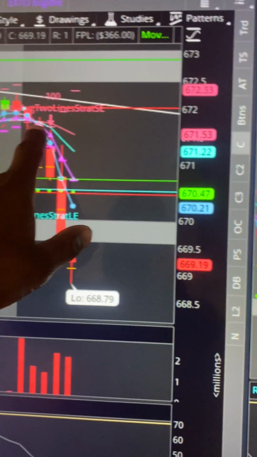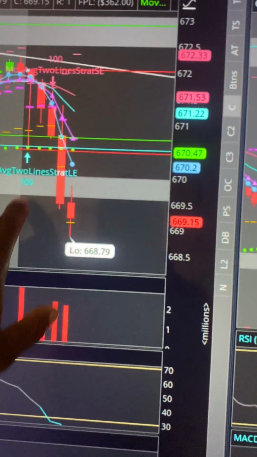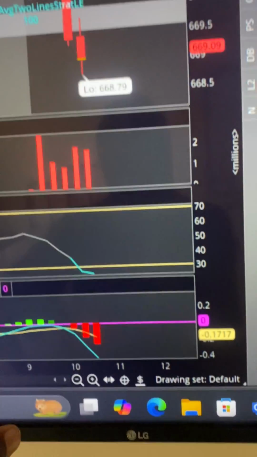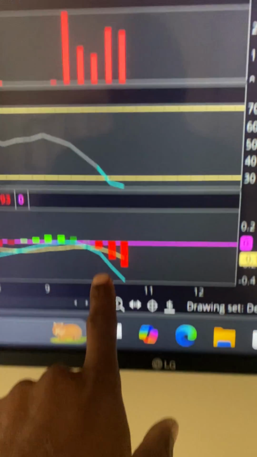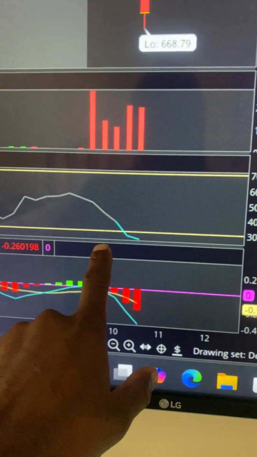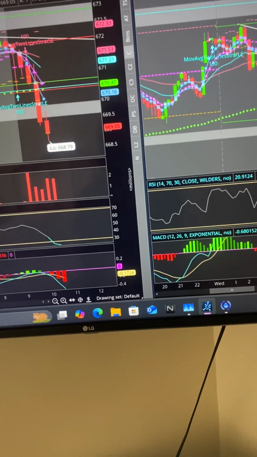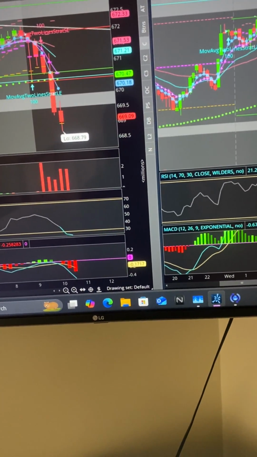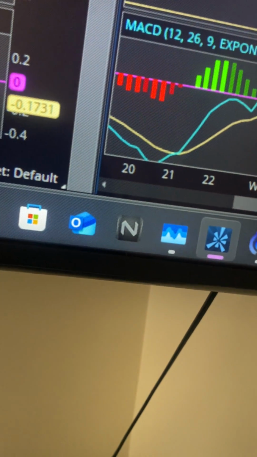The 20 is crossed below the 50. The 5 is crossed below the 9. All this shows indication of sell, high volume. The MACD showing downward pressure, the RSI 25. And so you can probably get in here right now. Let me look at the 5 minutes, see what the 5 minute doing.